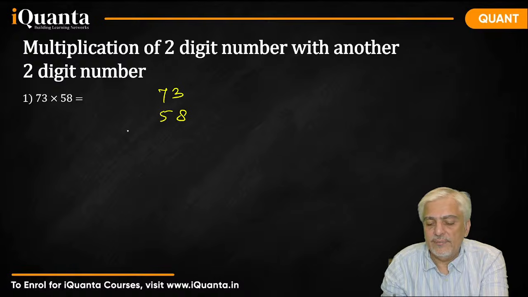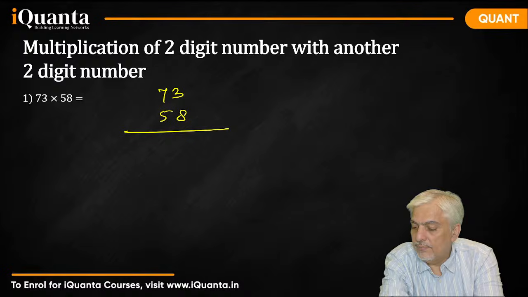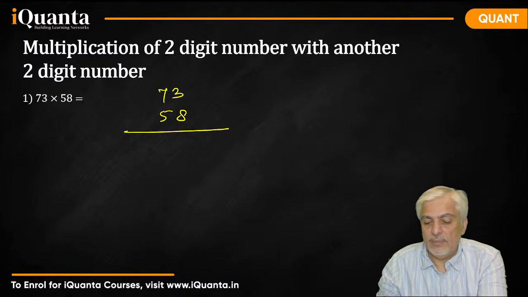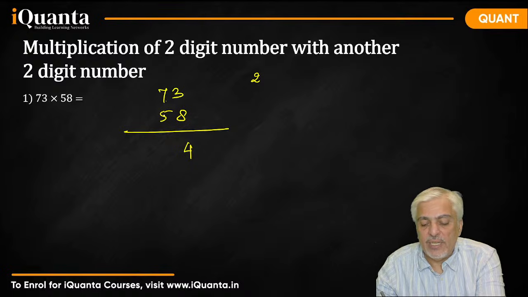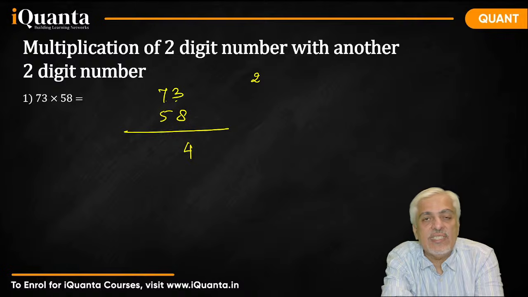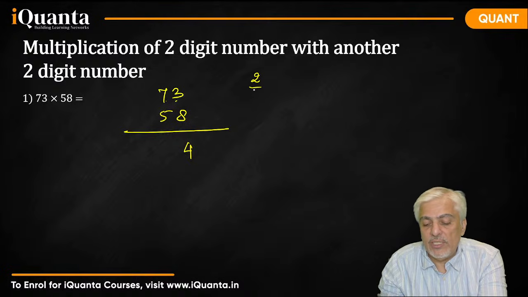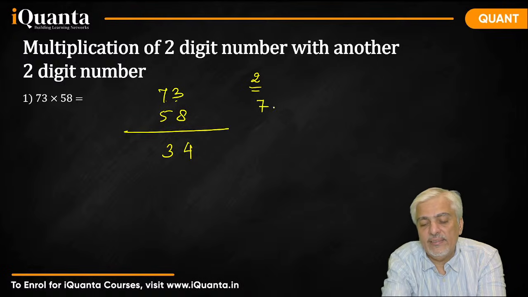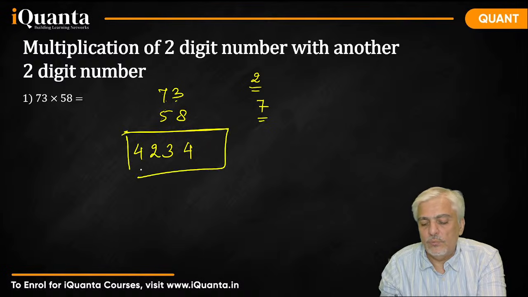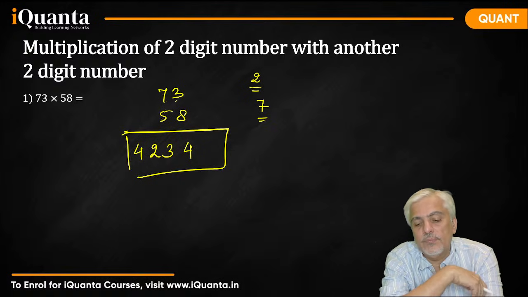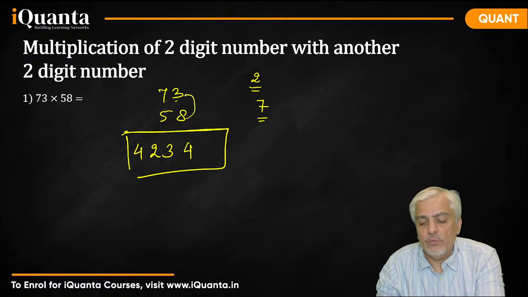73 into 58. 8 3s are 24. 2 carry. 56 plus 15 is 71. 71 plus 2 is 73. 7 carry. 35. 35 plus 7, 42. Method is same. 8 3s are 24. 4 and 2 carry. 56 plus 15, 71. 71 plus 2, 73. 7 carry. 35. 35 plus 7, 42.